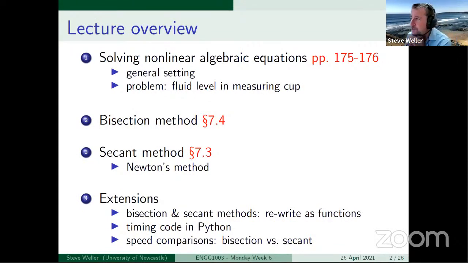One of those extensions will involve something that gives you the ability to time code that you've written in Python. So the timing content that we look at today is not specifically tied to solving these nonlinear algebraic equations. It's a very general technique. And if you're interested in writing large programs with large data sets and you're interested in refining your algorithms and your code, it's important to be able to know how long it takes a particular chunk of code to run. And so I'll show you how to do that too.